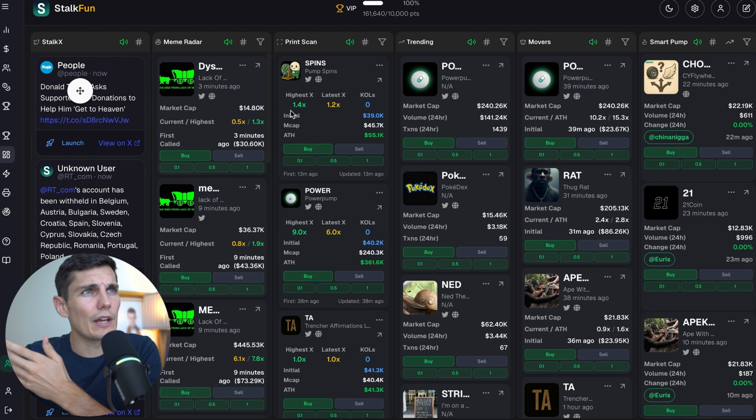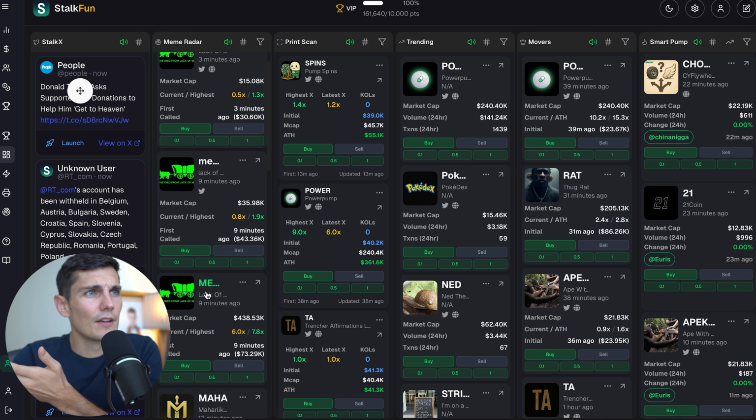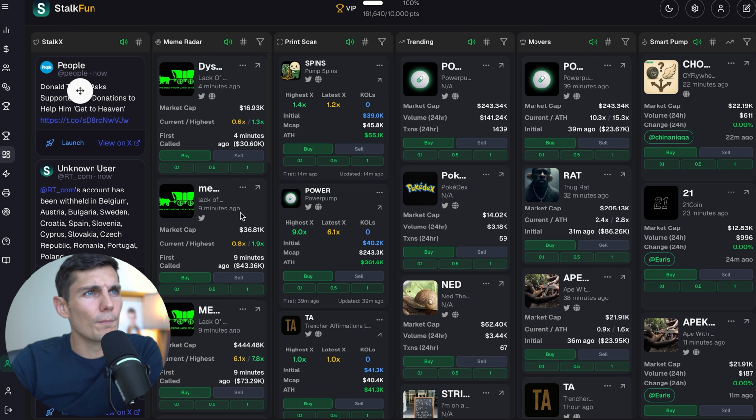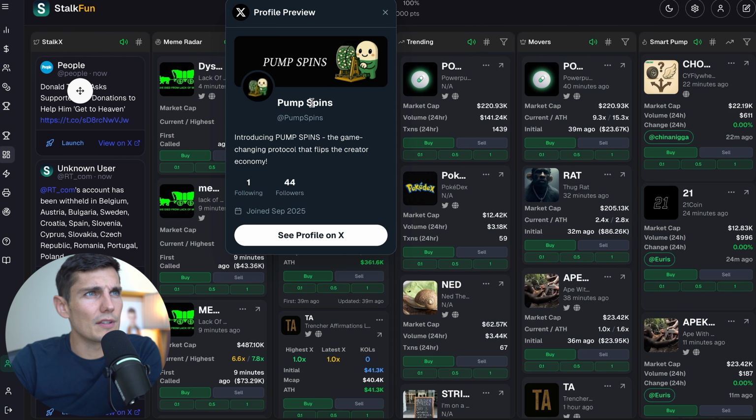But first we know that the one that is running here, that was called, by the way, on Meme Radar, on Stalkfun, is already 8x in just 9 minutes. And they're all linked to the same Twitter. So when there are different launches like that, having a tool that's going to help you around this is quite powerful. Let's see this one, Spin.